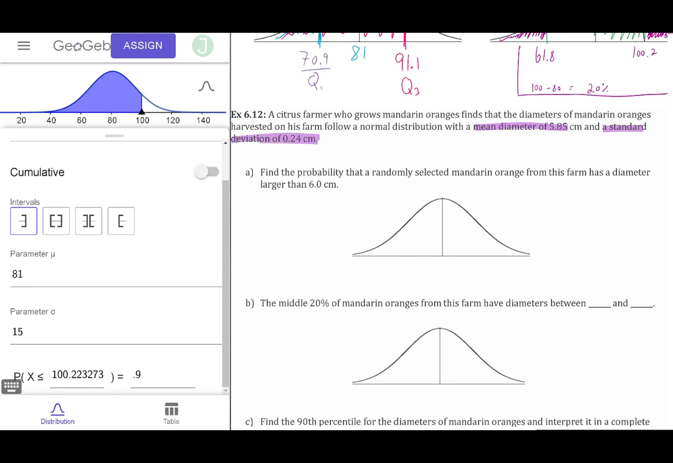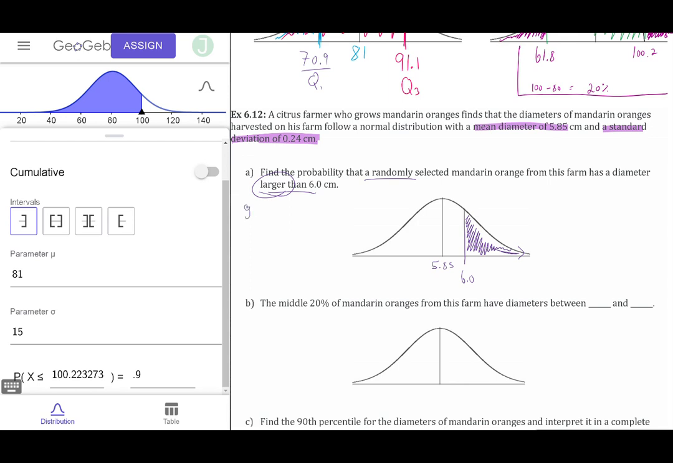Part A asks us to find the probability that a randomly selected orange from his farm has a diameter larger than 6 centimeters. All right, well, I always like to follow my steps. Steps say to draw a picture and shade the region. The mean is 5.85. We know that a diameter of 6 centimeters would be approximately here, and we're going to shade to the right of it. Perfect. So we're shading to the right because it says larger than.